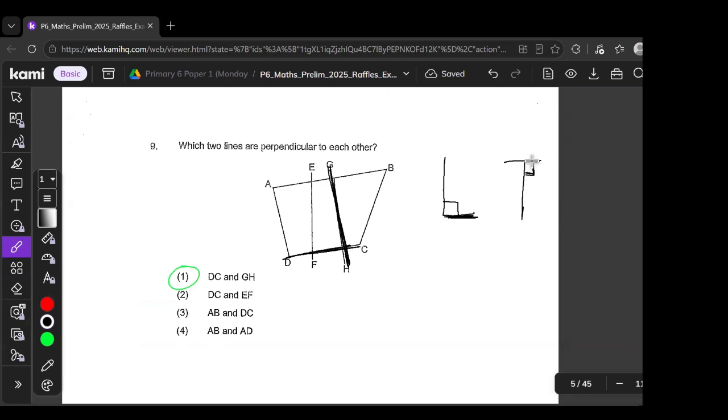If you can see a right angle, then the two lines will what? The two lines are perpendicular where there's a right angle. Okay, the rest I think no need to see.